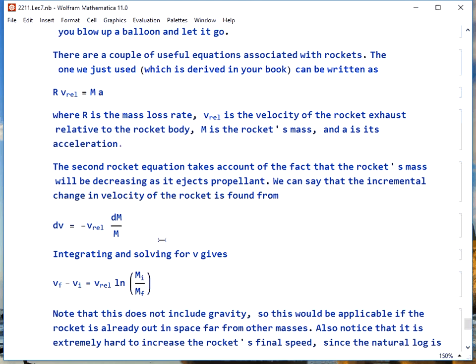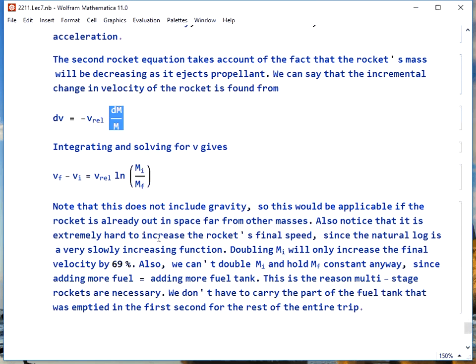The second, when we actually integrate it, we take account of the fact that the mass is decreasing as time goes on. So we can say the incremental change in the rocket's velocity dv is negative relative velocity times dm over m. We know that dm will be negative. If we integrate and solve for v, we get that the final minus the initial velocity is exhaust velocity times the natural log of initial over final masses.